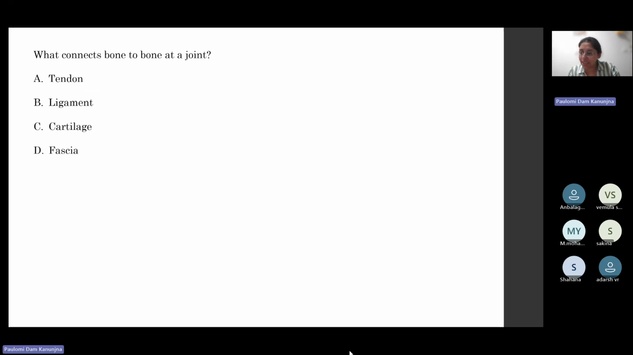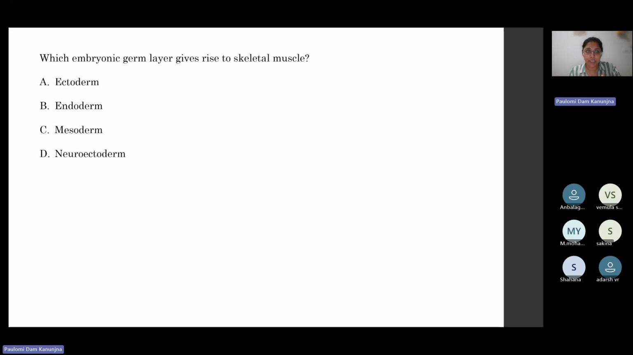Yes. Anyone else? This is something we have been discussing last time also. So this is easy. Yes, pretty much B. I see people are getting there. So ligament. Tendons and ligaments. Okay. Cartilage we discussed last time. Fascia we will see today.